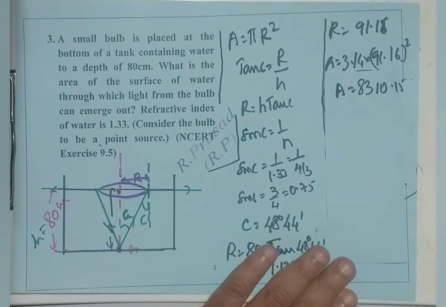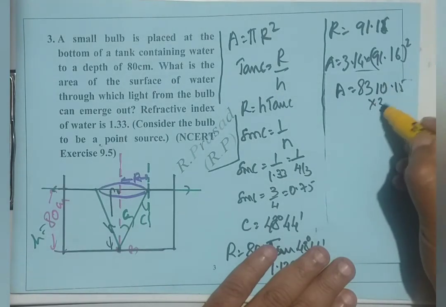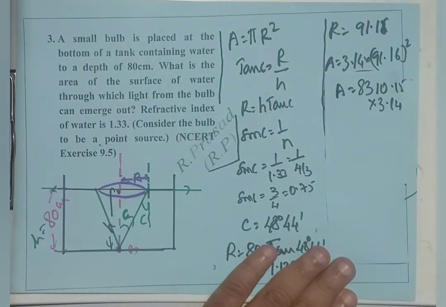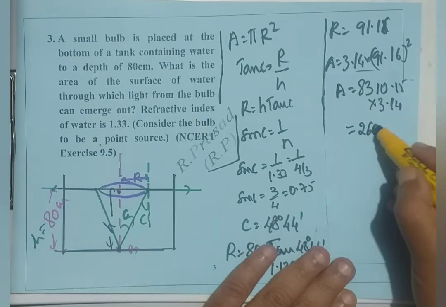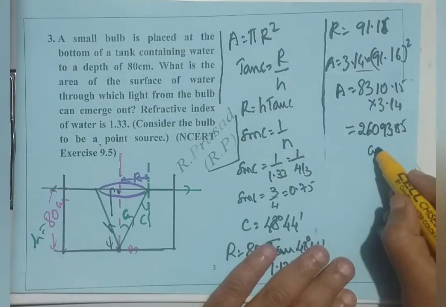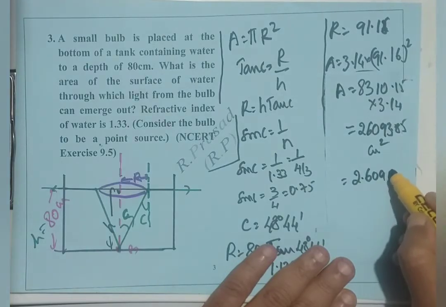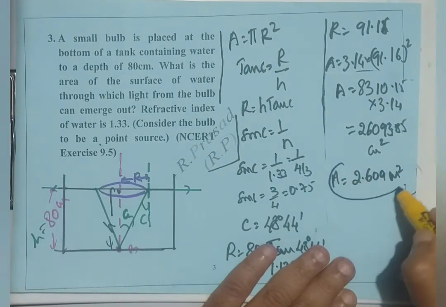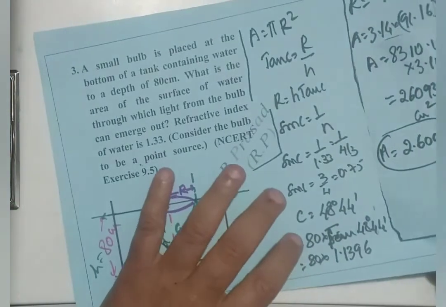0.15 it amounts to be into 3.14, that is 91.16 whole square is that one. Therefore, total area will be now 269.3.85 centimeter square, which amounts to be 2.609 meter square. So this is the area of this circular patch on the surface of water through which light can emerge. Now, we think of fourth problem.